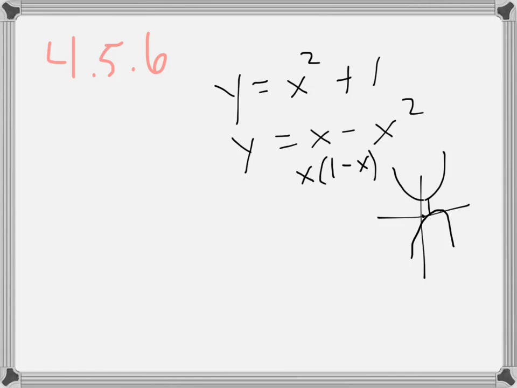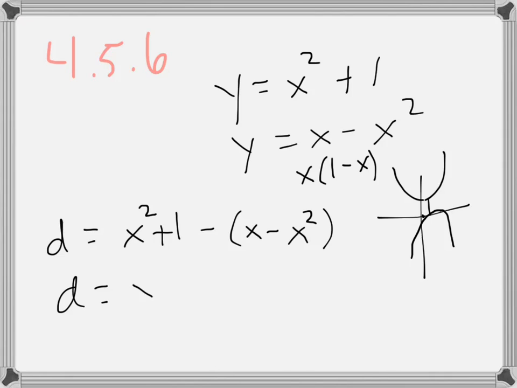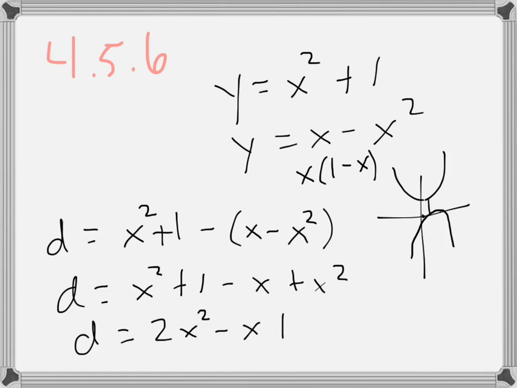So that means that the distance is going to be x squared plus 1, that's the y value of the top one, minus the y value of the bottom one. I have to subtract the entire thing, so you've got to be careful. So this is x squared plus 1 minus x plus x squared. So that's 2x squared minus x plus 1. So let's go ahead and write that on the next slide.